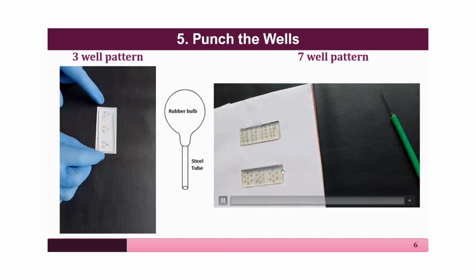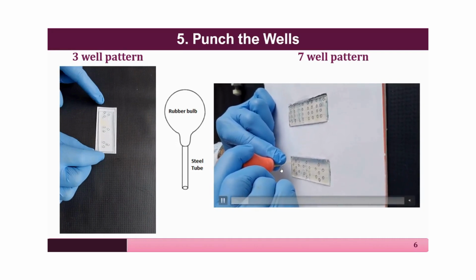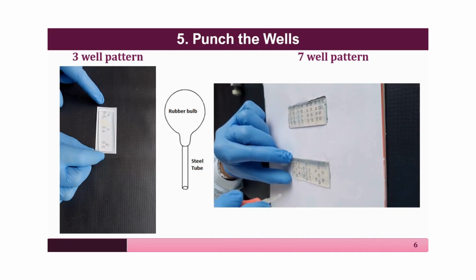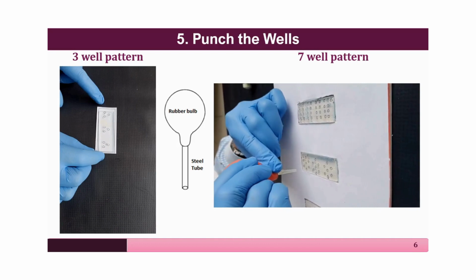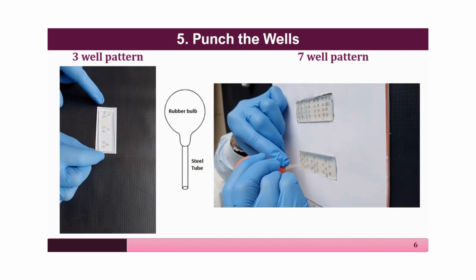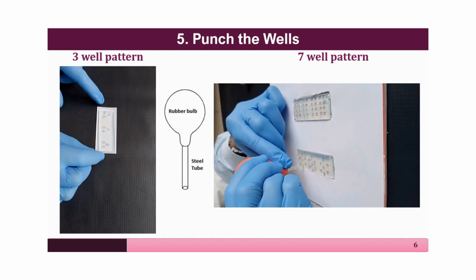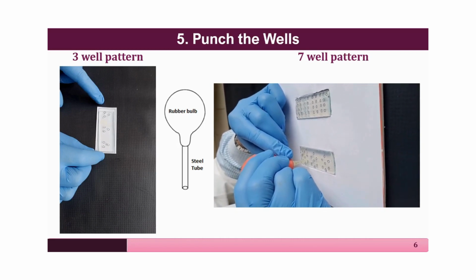So, in the next slide, I am showing punching of 7-well pattern. Here, there is a central well surrounded by 6 wells. That means the central well will be dedicated for the antibody and surrounding 6 wells will be dedicated for the antigen. So, 5-well pattern will help in analyzing 4 antigens against 1 antibody well in the center. 7-well pattern will help in identifying 6 antigen samples against 1 central antibody well.